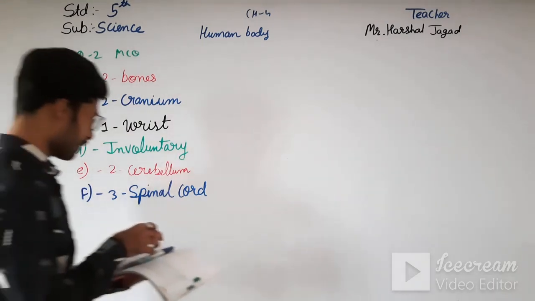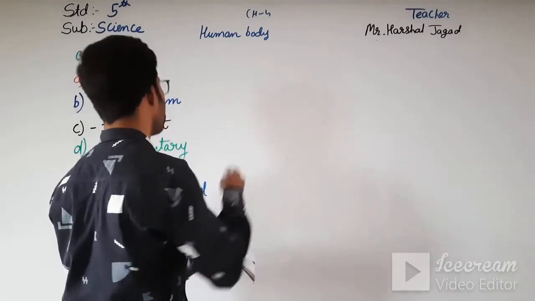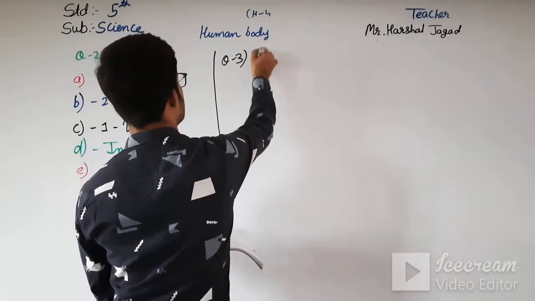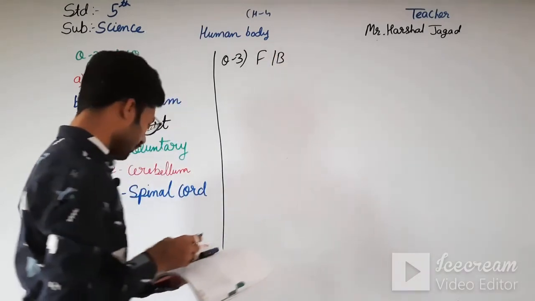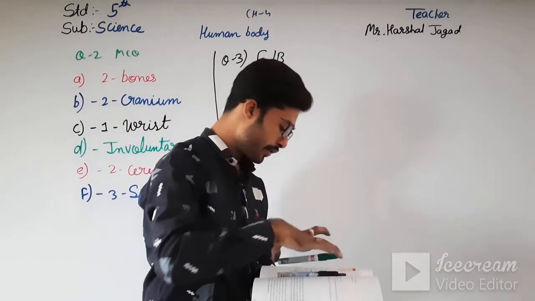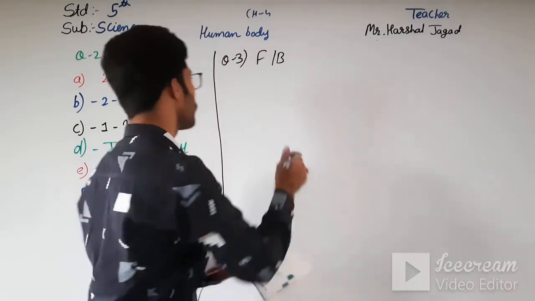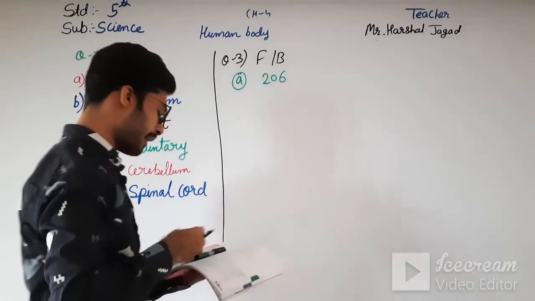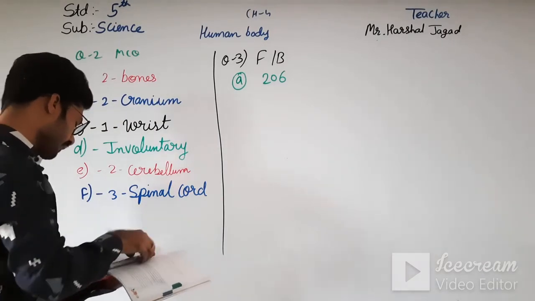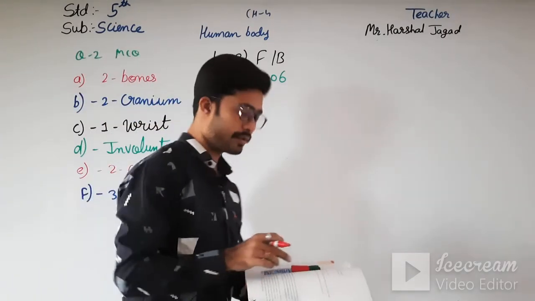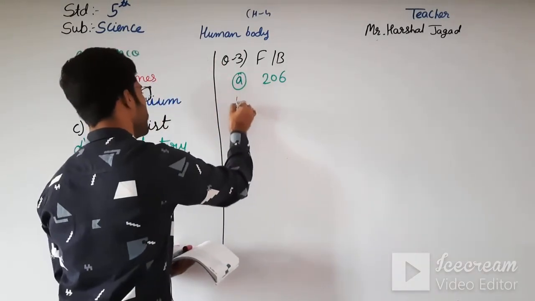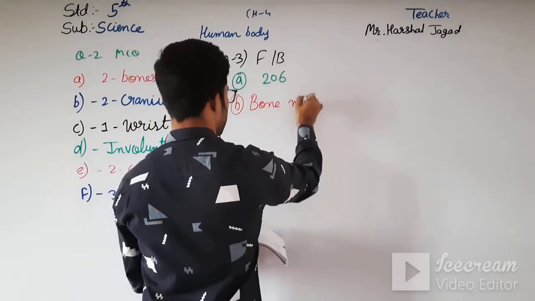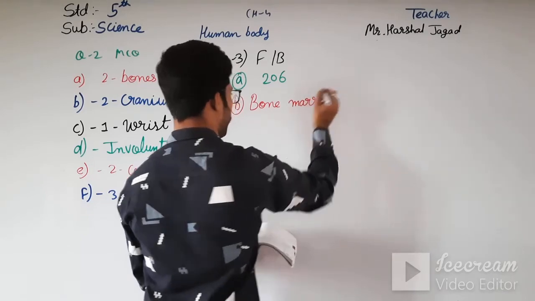So question number 3 that I am writing over here, that is fill in the blanks. In that the first one, an adult human being has how many bones? So the answer A, that is 206 bones, and B, the bones are filled with a soft substance called dash. So B will be bone marrow.